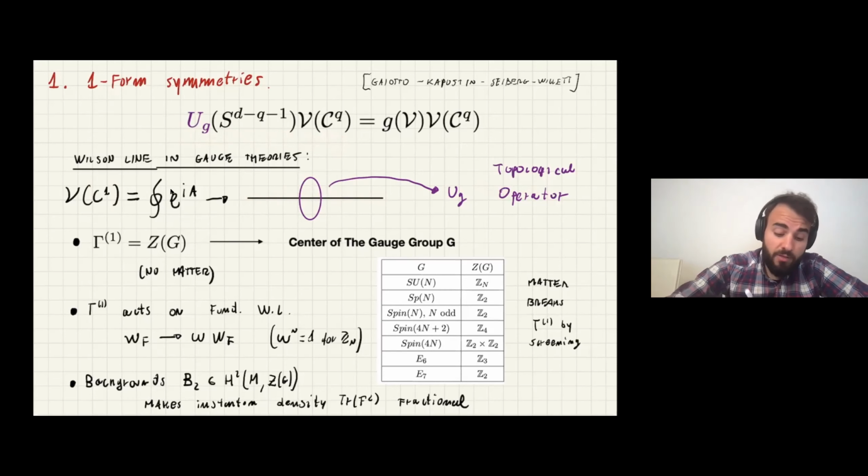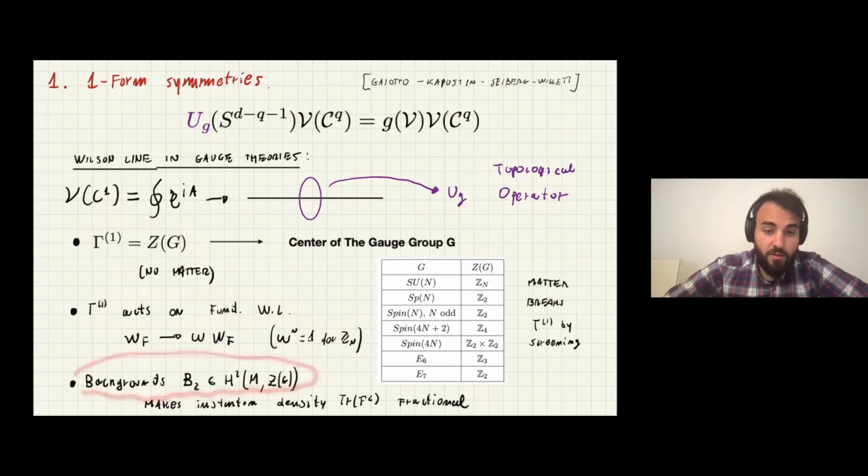So in gauge theories without matter, it happens that the one-form symmetry is associated to the center of the gauge group, and here, for example, is a list of the centers of the gauge groups. And the way the one-form symmetry acts is that it acts on fundamental Wilson lines with a phase in this way. For example, for SU(N), where the center is Z_N, this phase to the power of N is trivial.